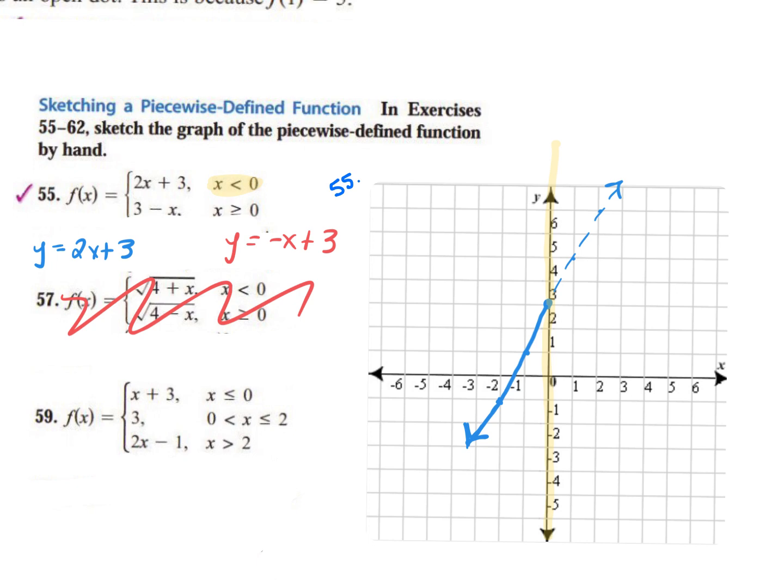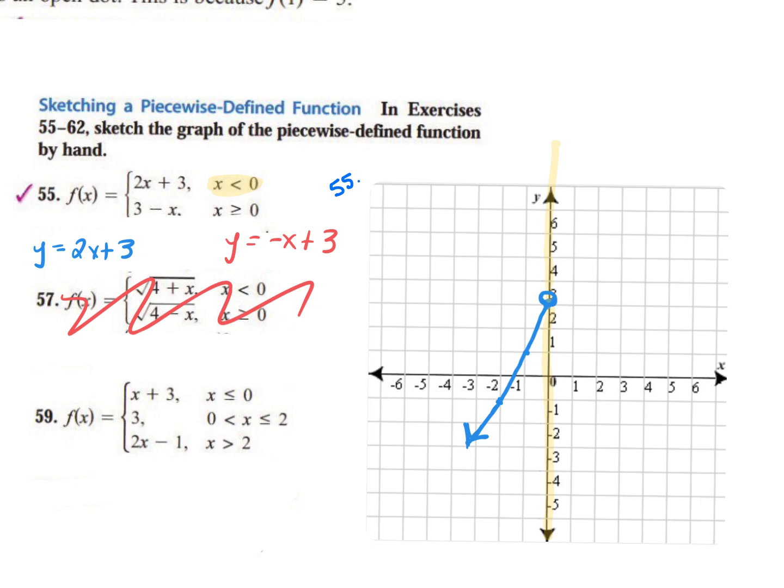And what do I do with the stuff on the other side? We erase it. So that's the piece of the line that I wanted. Before I move on to the next part, I need to look at the notation. That says x is less than 0. So what kind of a dot should I have right here on my boundary line of 0? I should have an open dot.